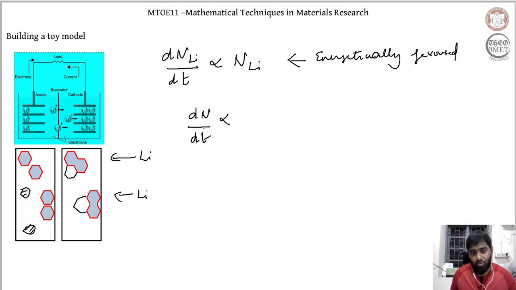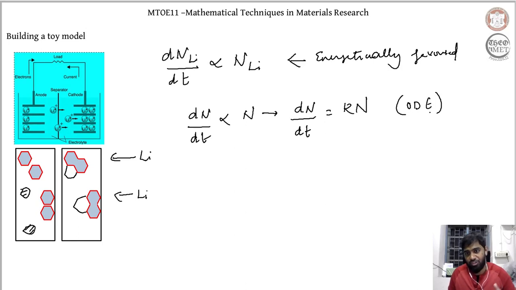The rate of change of the number of ions is proportional to the number of ions that are present. Now, this proportionality relation, we can express as an equation by introducing a proportionality constant, say kappa, say k, and we now have an ODE. So we have an ordinary differential equation that describes the rate of change in the number of lithium ions in the electrode, which essentially corresponds to the charging rate of our phone.